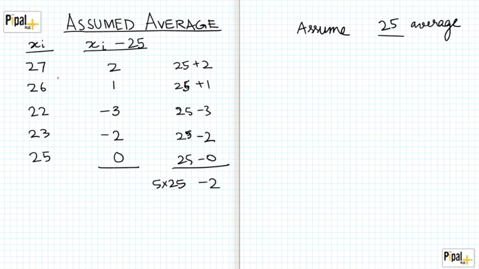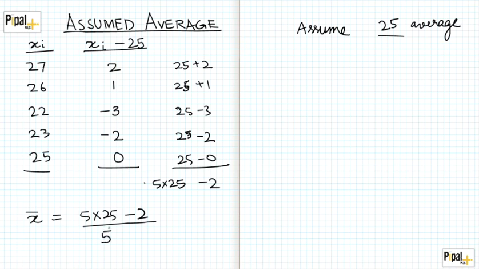So I've very quickly added these numbers up. This is the sum total of these numbers: 5 times 25 minus 2. So my actual average turns out to be 5 into 25 minus 2, which is the sum of these numbers, divided by the number of data points, which is 5.